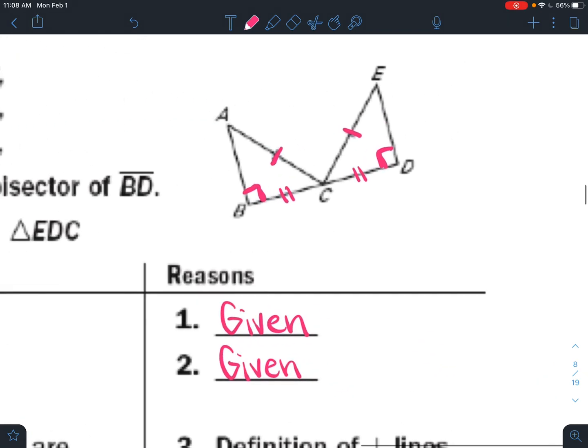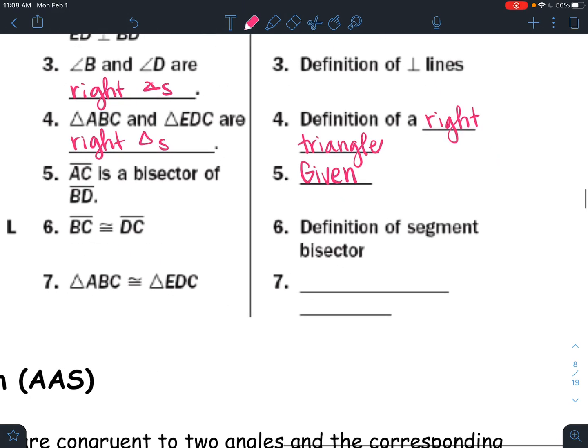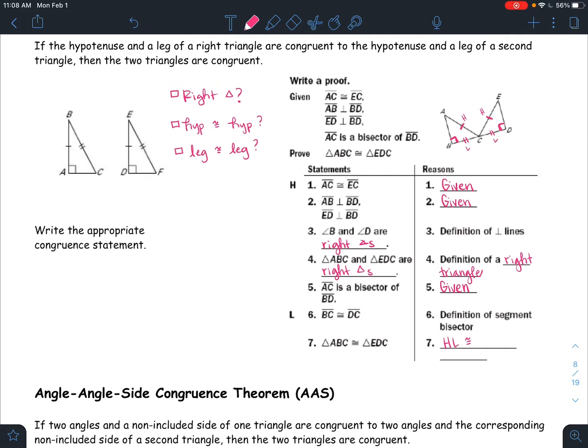Now if we look at our picture, here's where we have the hypotenuse and the leg of one right triangle congruent to the hypotenuse and the leg of another. Therefore, we can use hypotenuse leg congruence as our reason for them being congruent to each other.